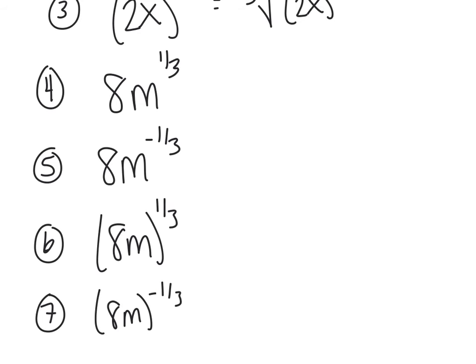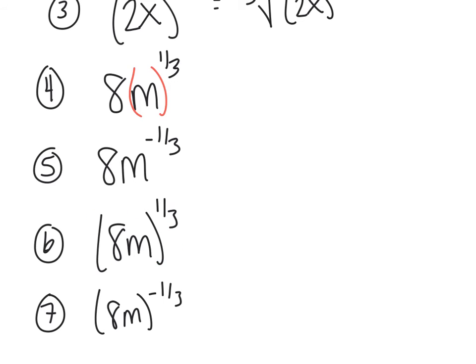Okay, I've got 4 more examples written down, all very similar. So take a look at them. This is 8m to the 1/3, 8m to the negative 1/3, the quantity 8m to the 1/3, and the quantity 8m to the negative 1/3. All 4 different problems. So let's take a look at the first example. Notice this 1/3 is only on the m. Put your parentheses around there. If it was on both, it would look more like example 6, where it's already there. So it's just on the m.